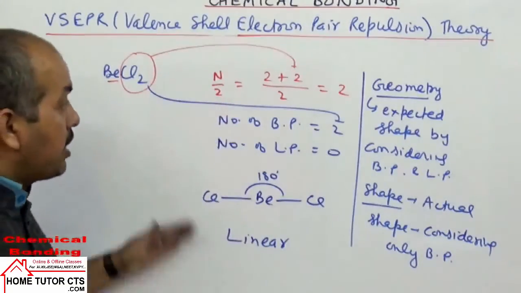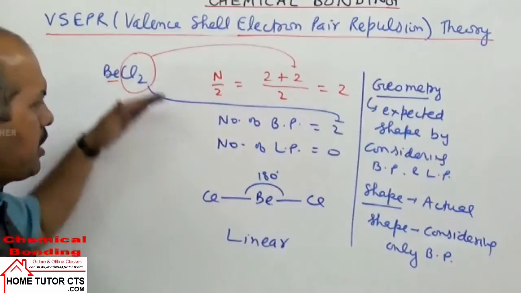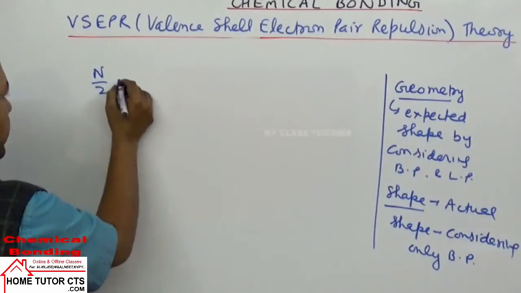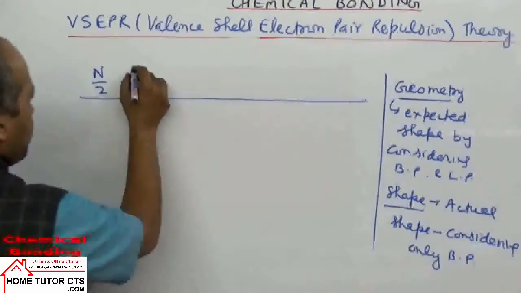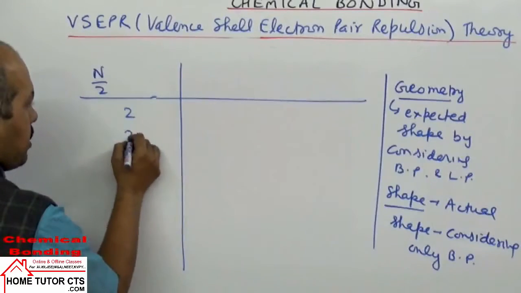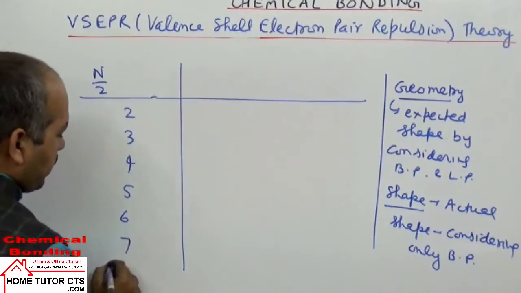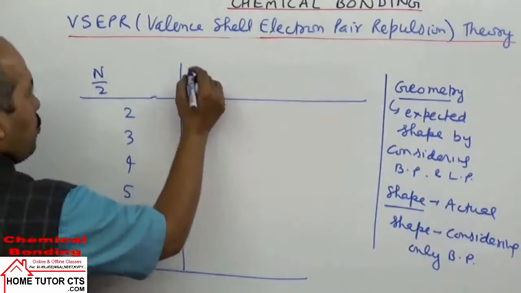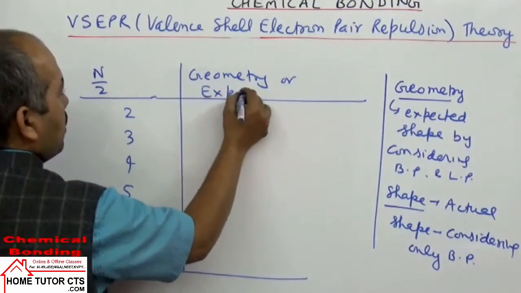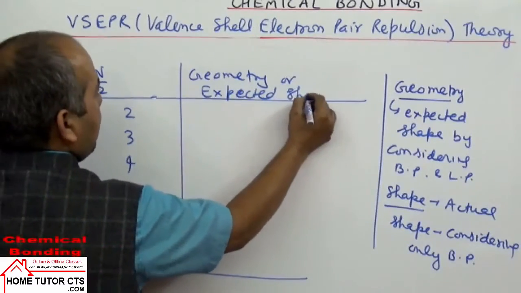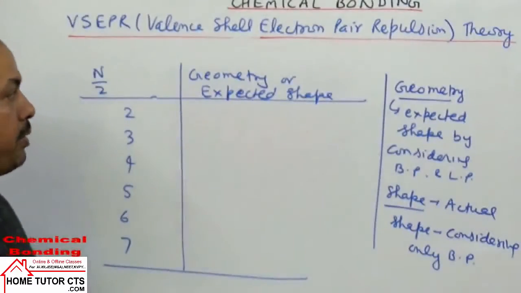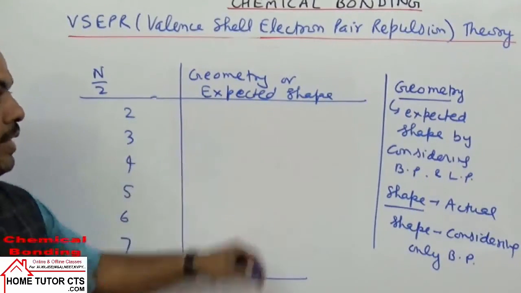We can have several cases for n by 2 values. Let me give you a brief idea about them. The n by 2 values can be 2, already discussed, then 3, 4, 5, 6, 7. These are the possibilities for n by 2 values. For them we can write the geometry or expected shape here, and we will explain it to you. The actual shape is not the same in all cases as the geometry or expected shape.